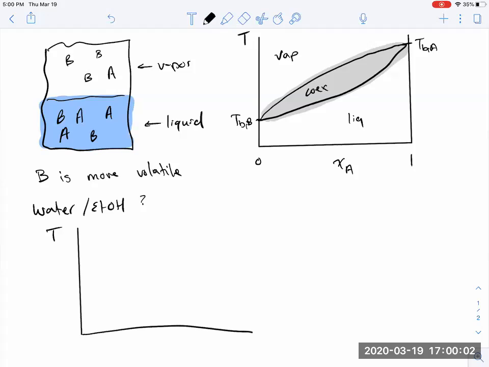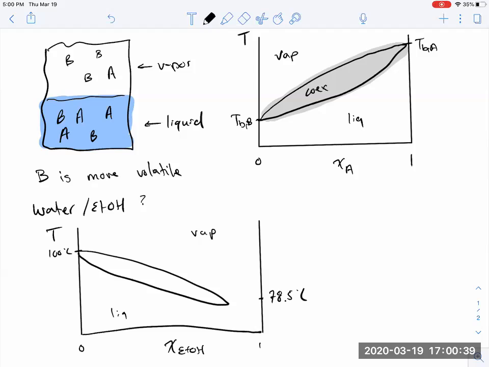In the temperature mole fraction plane, this is mole fraction of, say, ethanol, going from 0 to 1. Water, of course, has a boiling point of 100 degrees C. Ethanol, if you were to go look it up, has a boiling point of 78.5 degrees C. There's a liquid at low temperature, a vapor at high temperature, and in between, there are regions of coexistence.